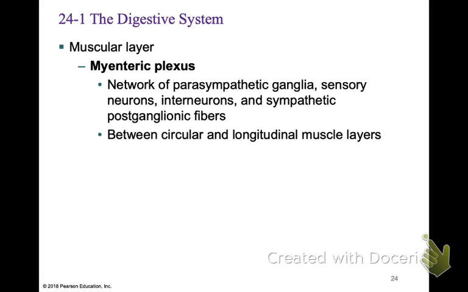Okay, so that myenteric plexus is the entire network of the nerve supply of the muscular layer. And while it's mostly parasympathetic, there are plenty of other neurons involved. In fact, the enteric nervous system is considered to be almost completely separate from the central nervous system. It has its own interneurons, and it is very sophisticated.